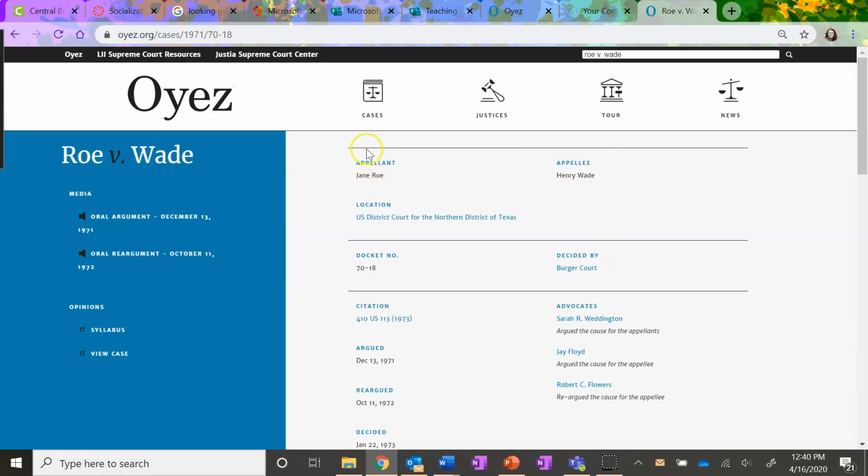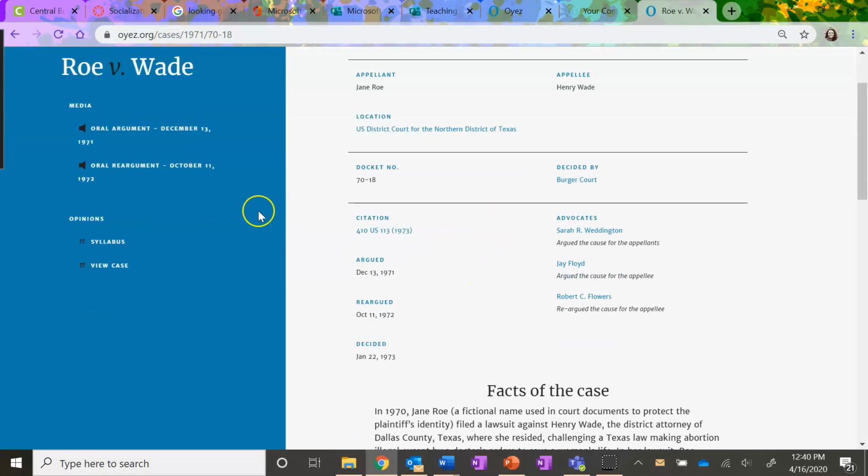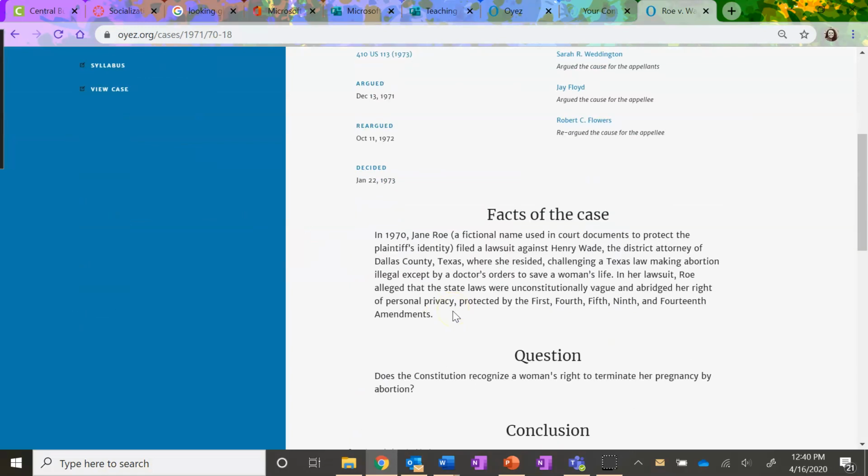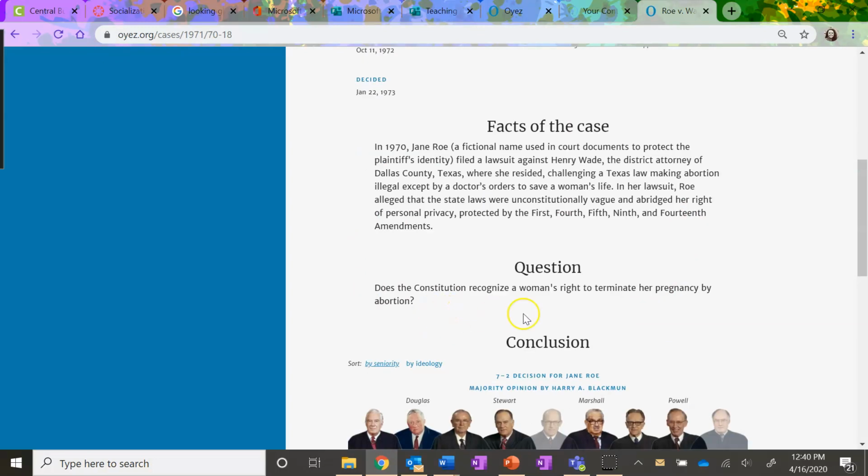So in this case, Jane Doe is bringing the case of a woman's right to choose against Henry Wade, who is representing the legislature of the state of Texas, where she's from. The location here is showing you the lower court of where it was first heard. So it was heard in the district courts of Texas. And then when you take a look at the information down here, here's where you'll learn a quick synopsis of what the case is about, so the facts of the case. And then this is the question the Supreme Court has to answer.